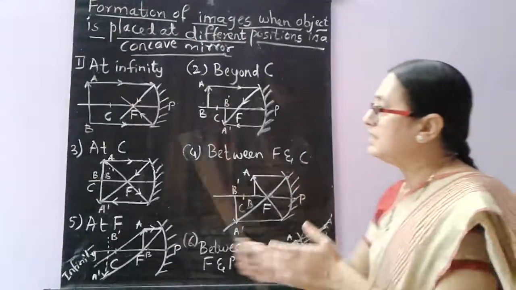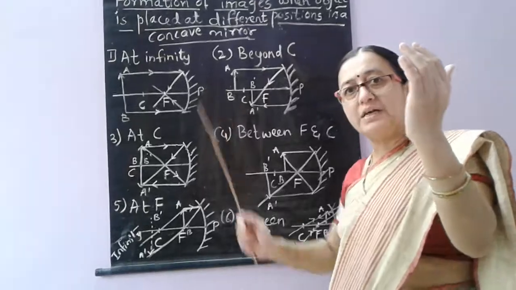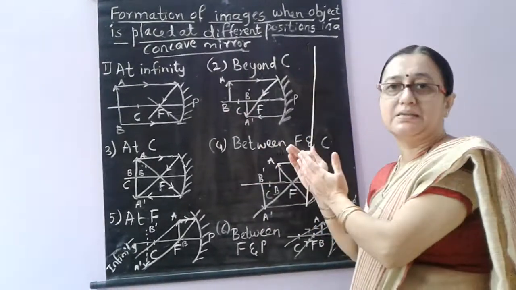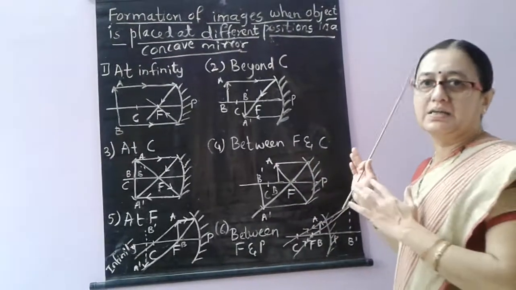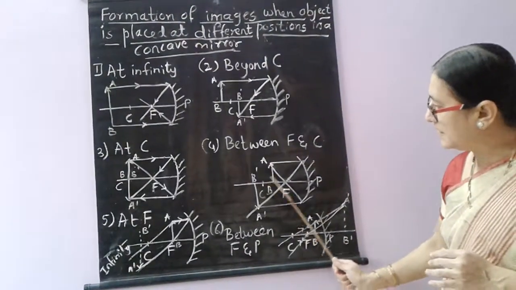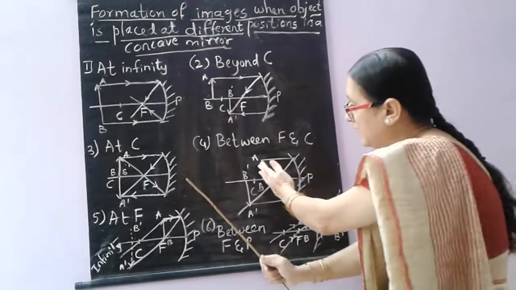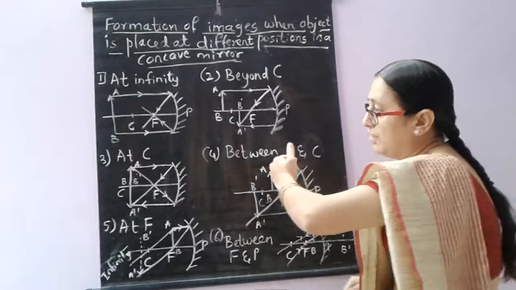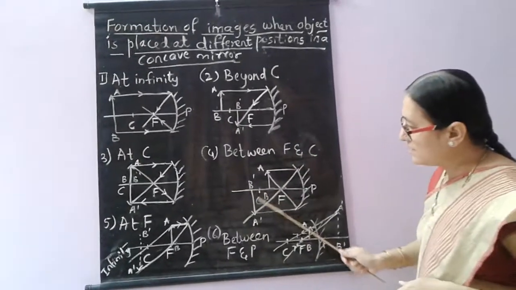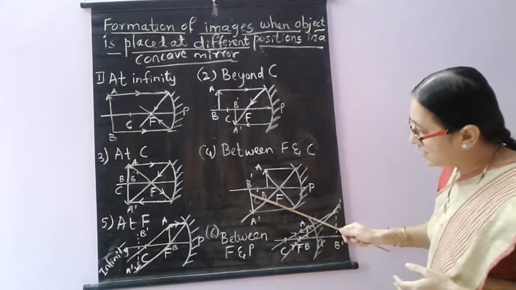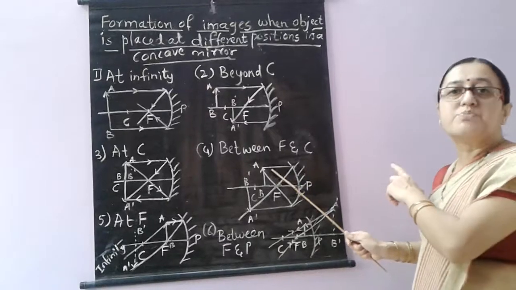Between F and C, again the object is brought still nearer. So here we are moving the object from infinity towards the mirror, placing the positions coming nearer and nearer to the mirror. The object is placed between C and F. Now the image is formed. When we bring the object nearer and nearer, the image goes on falling beyond and beyond. It goes far and far. So the image is formed beyond C, which is again inverted but enlarged compared to the object.